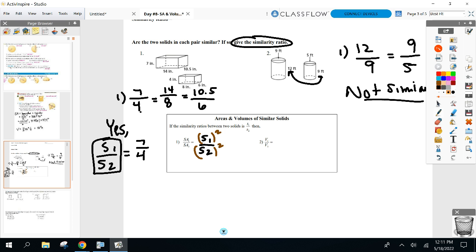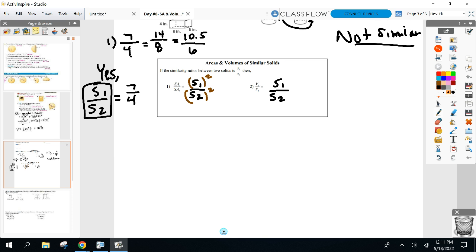Who's on top of their game here? They're not equal. The side ratio and the volume ratio is not equal. What do you think I need to do to the sides to find the volume ratio? Hi, Charlotte. Cube it, yeah.